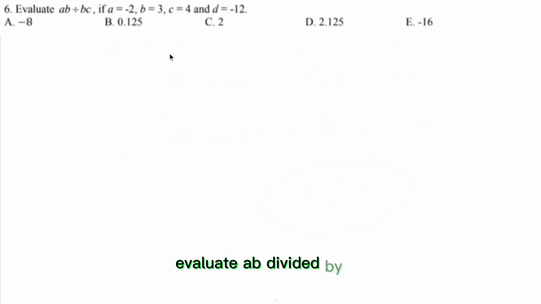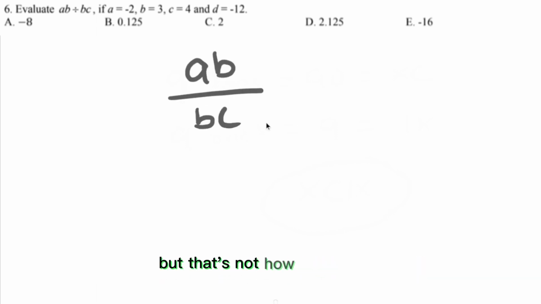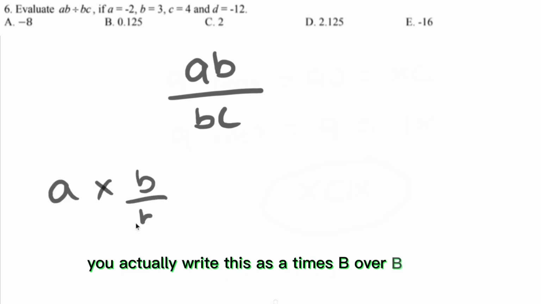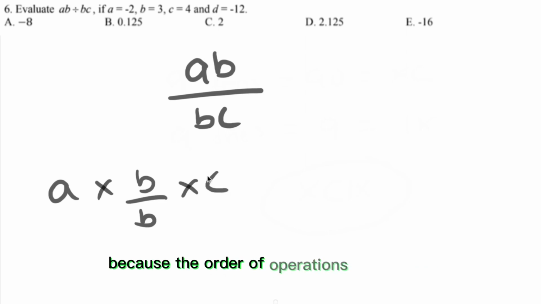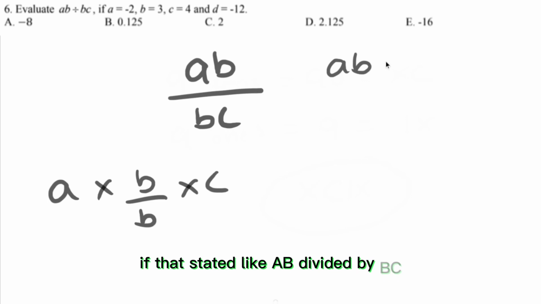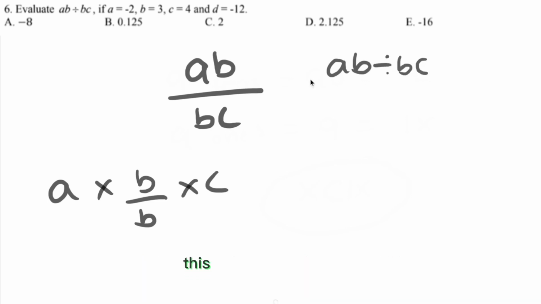Evaluate AB divided by BC, if A equals -2, B equals 3, C equals 4, and D equals -12. So first off, D is completely irrelevant. And second thing, you might be tempted to write this as AB divided by BC. But that's not how you do this. You actually write this as A times B over B times C, because the order of operations states that you cannot do this if that's stated like AB divided by BC. This does not equal this. This is this.